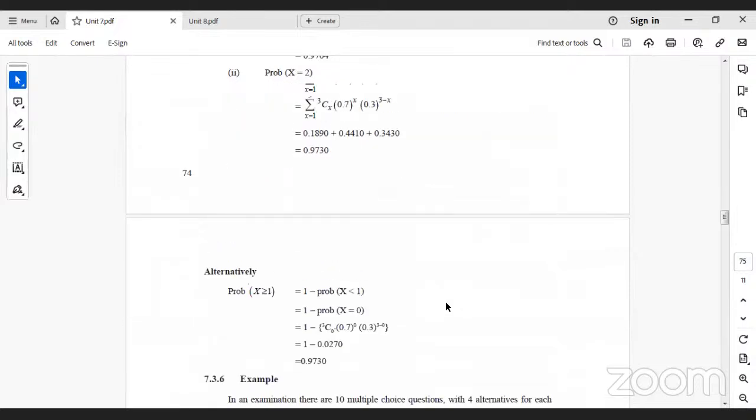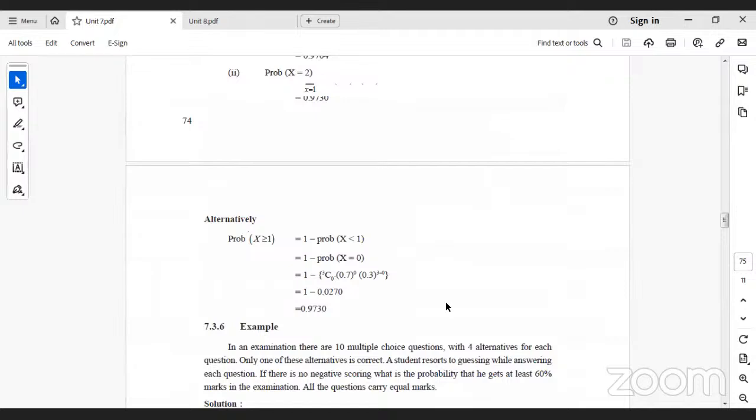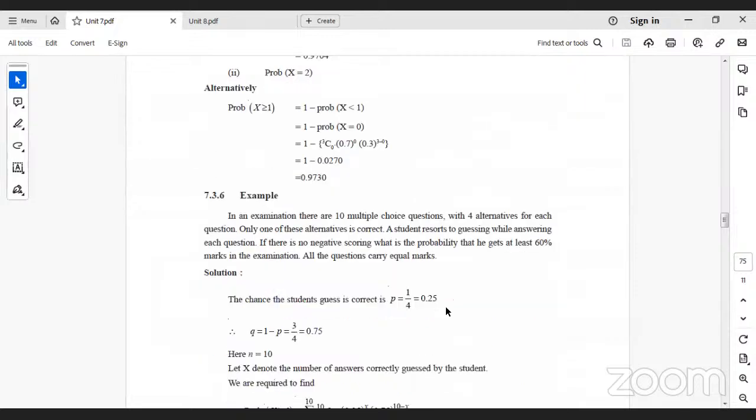Alternatively, P(x greater than 1) is 1 minus the probability of x less than 1. So we apply the value 0.027, and we are taking 0.97. This is your output.